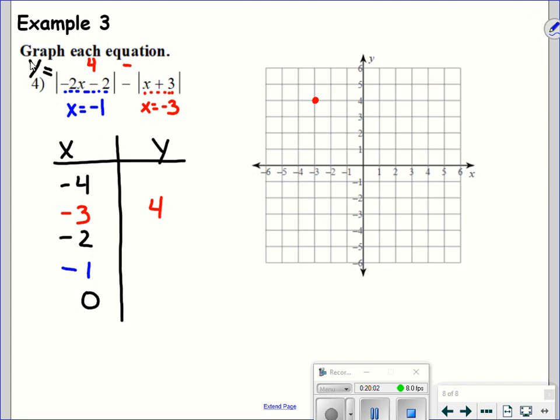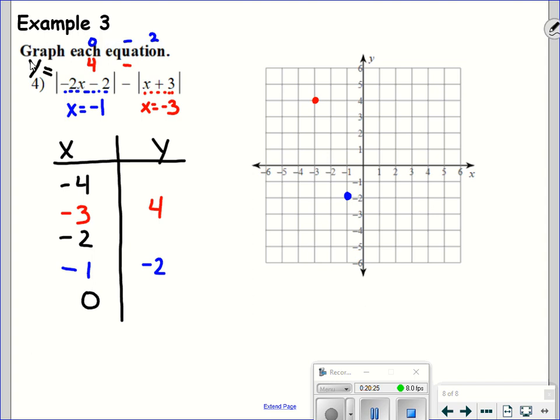If I plug in a negative 1, it zeroes out the first absolute value, minus plugging in a negative 1 here creates a 2. So I know negative 1, negative 2 is another vertex point, another point in the graph where I see some type of break in the line. The line changes its slope there. Okay, and let's fill in the gaps.